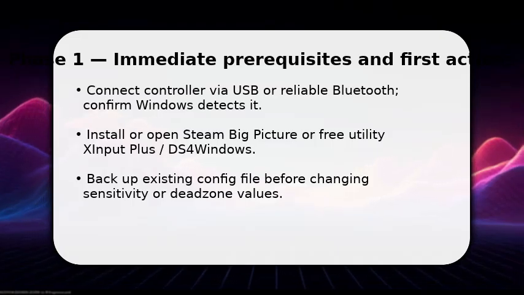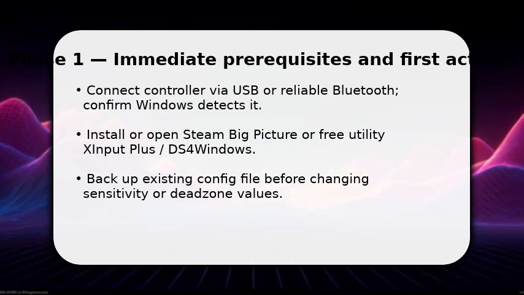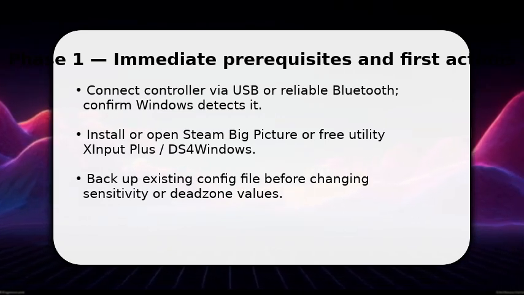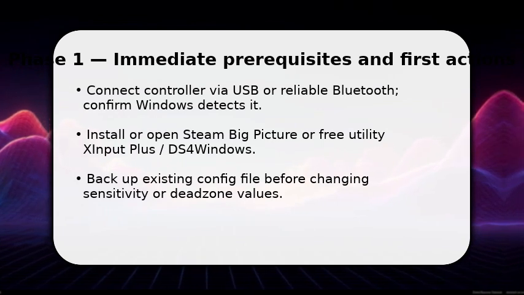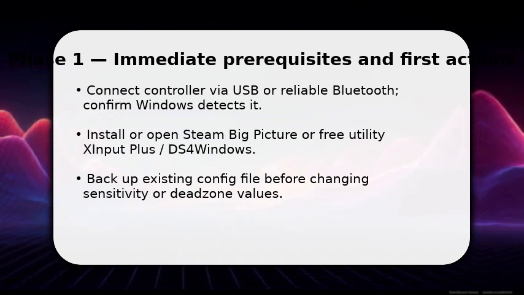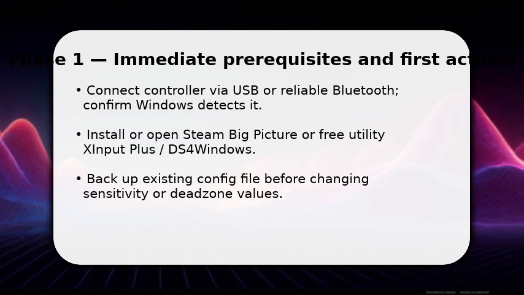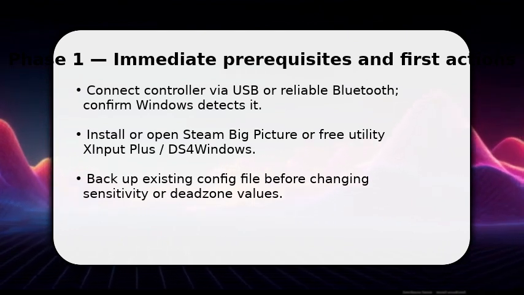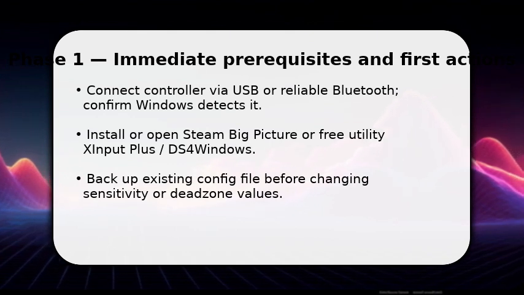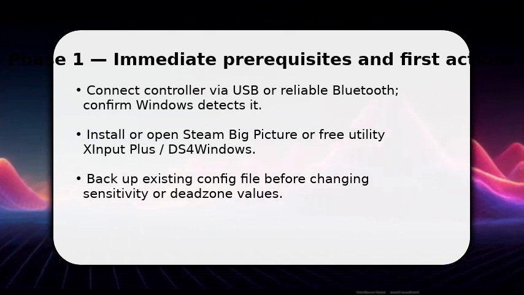You start by connecting the controller and launching the calibration tool you chose. You want to use Steam Big Picture or a lightweight utility. Once the controller is visible, open the controller settings and enable configuration support. Make sure to back up the current profile before adjusting anything so you can revert.